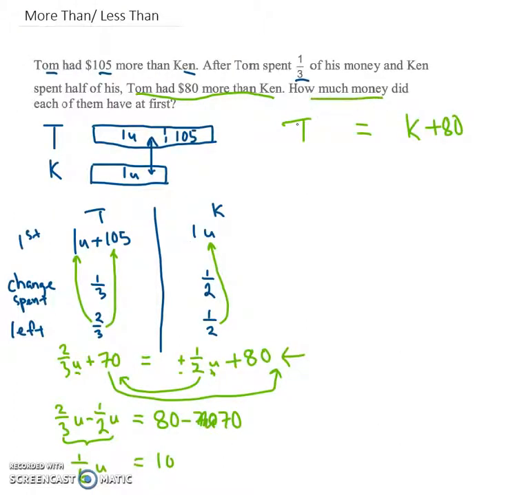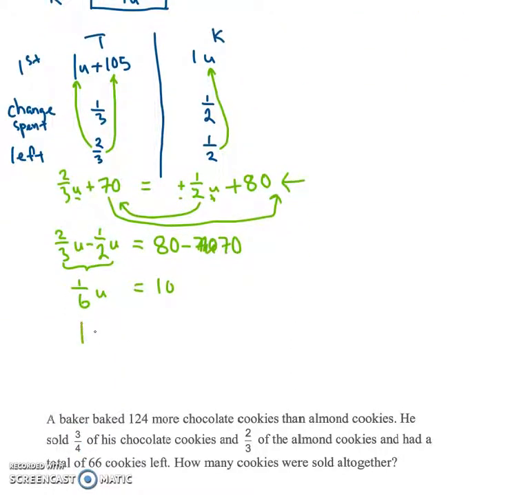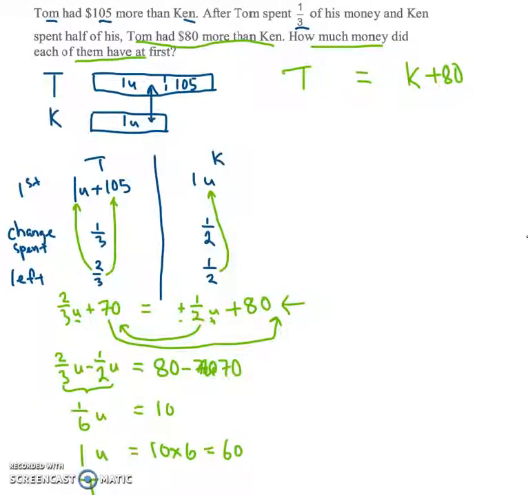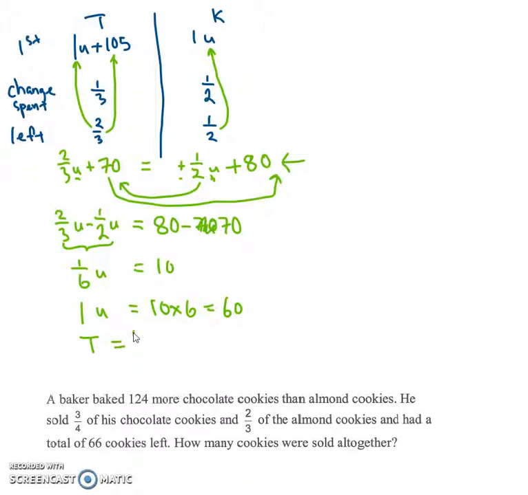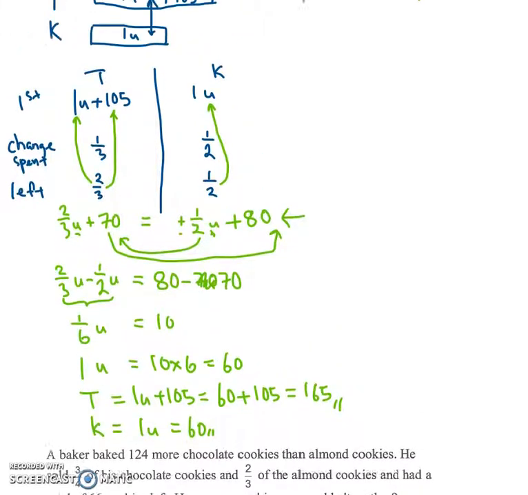And the question is asking how much money did each of them have at first. So at first, Tom had 1 unit plus 105, Ken had 1 unit. So let's look for 1 unit equals to 10 times 6 equals 60. So Tom at first had 1 unit plus 105, which is equals to 60 plus 105 equals 165. And Ken had 1 unit equals to 60. Alright? Okay, so that's how you solve this question. There are a few important things that you have to do.